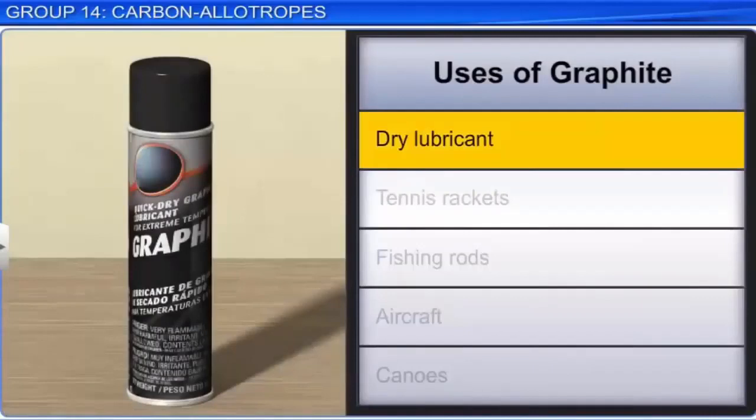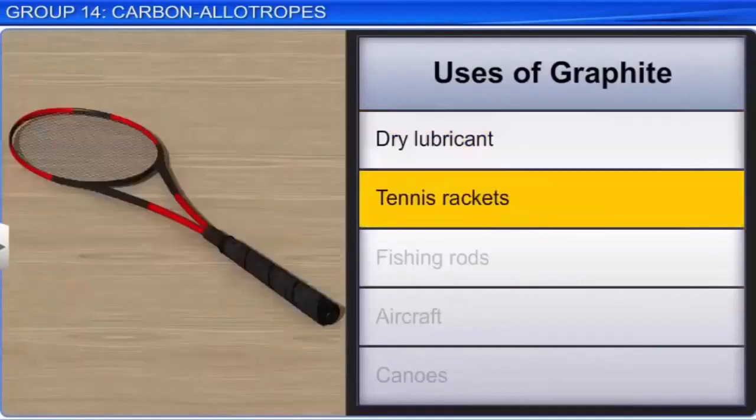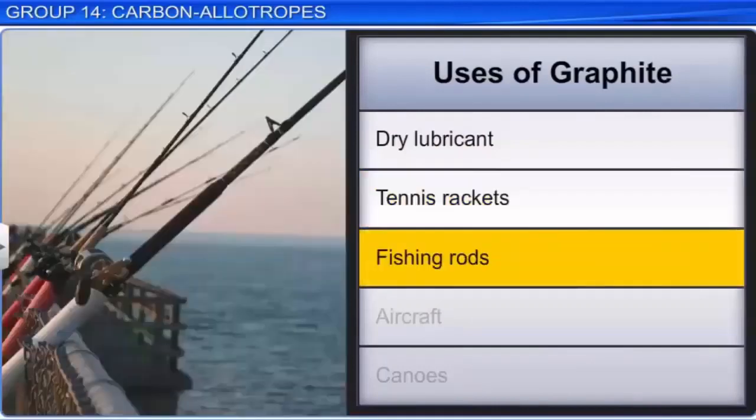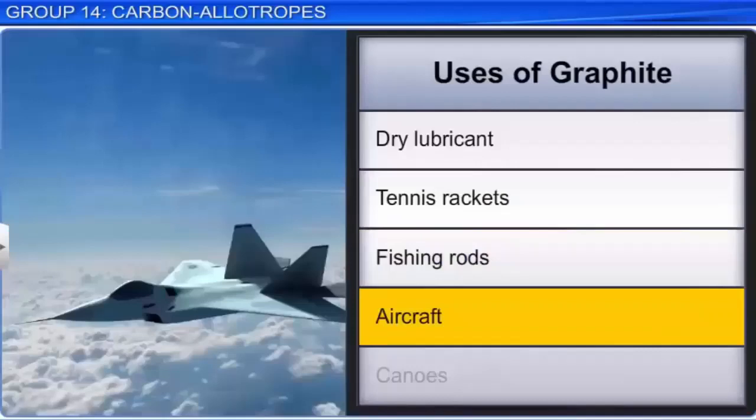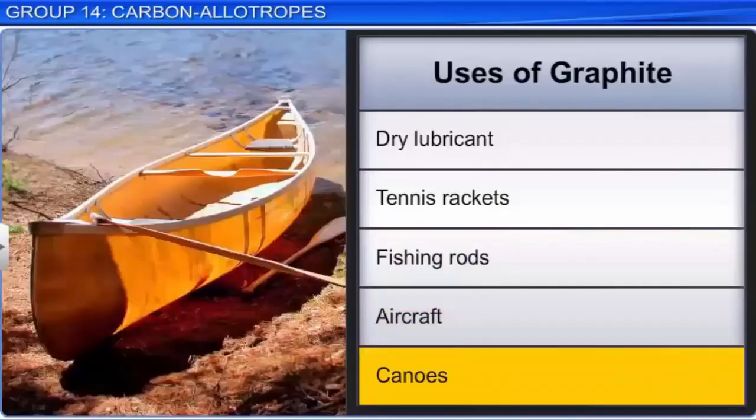Graphite is used as a dry lubricant in machines running at high temperature where oil cannot be used. Graphite is also used to make strong and lightweight composite material for tennis rackets, fishing rods, aircraft, and canoes.